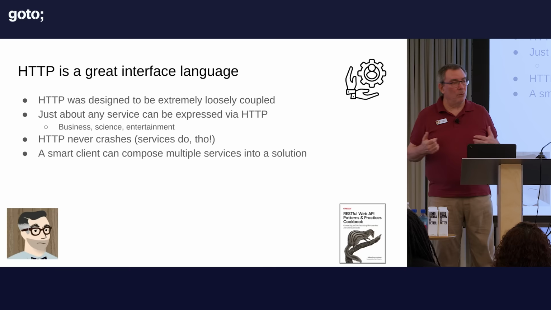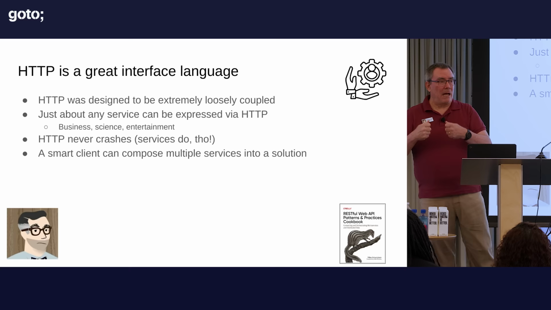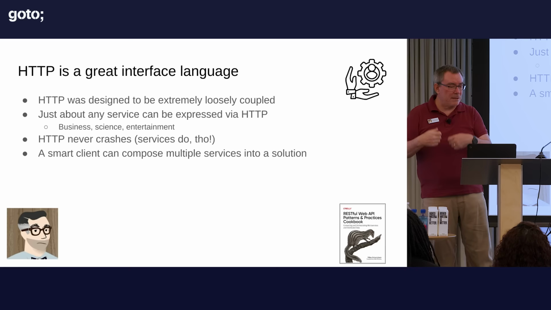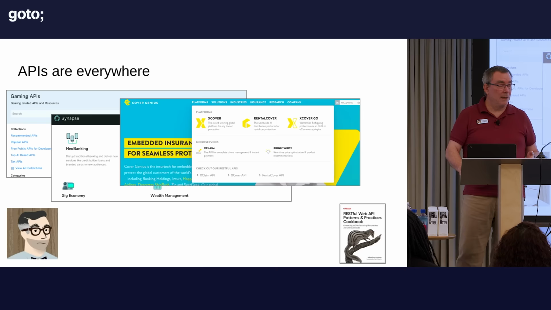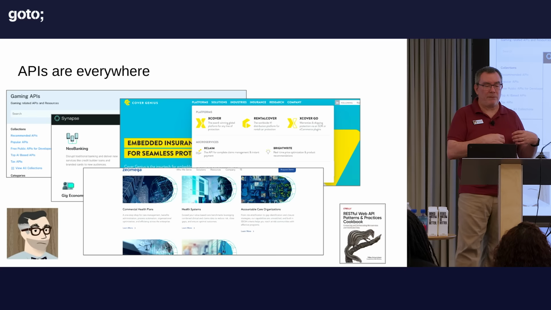Because it's loosely coupled, it's really just an interface. I'm just sending you a message, and you're sending me a message, and then I'm looking at the message and sending you a message. So there are lots and lots of things. There are APIs for gaming. There are APIs for banking. There are APIs for insurance systems. There are APIs for healthcare. All of these organizations are working on rather domain-specific platforms so that they can actually create APIs that other people would interact with.